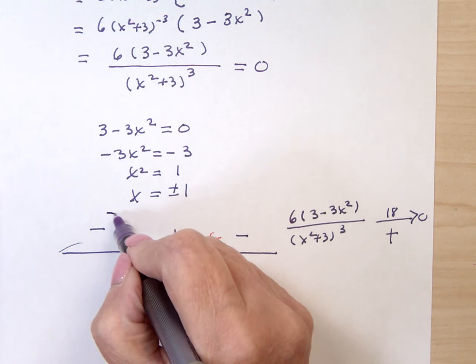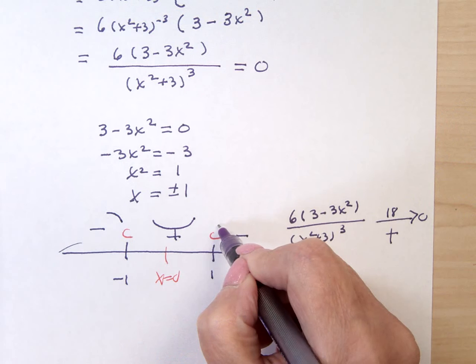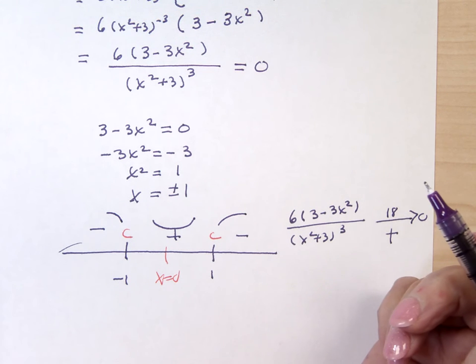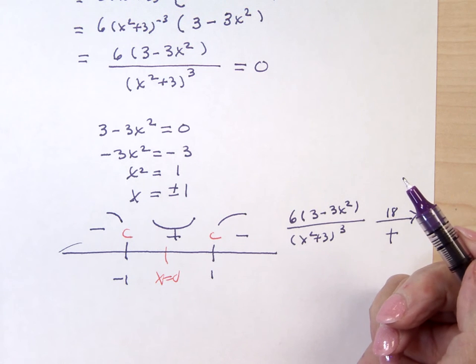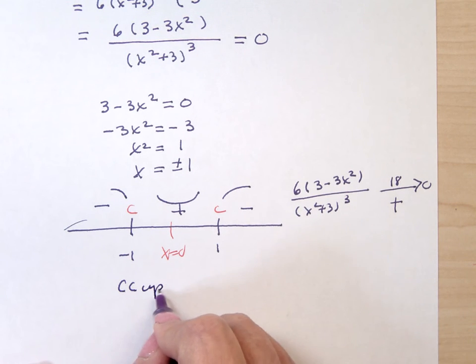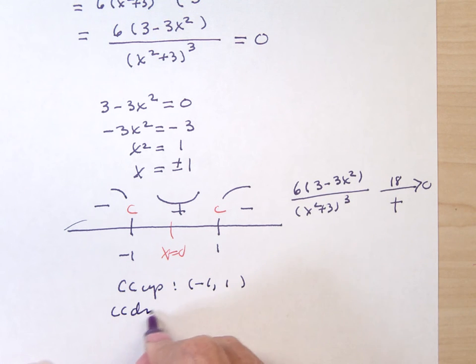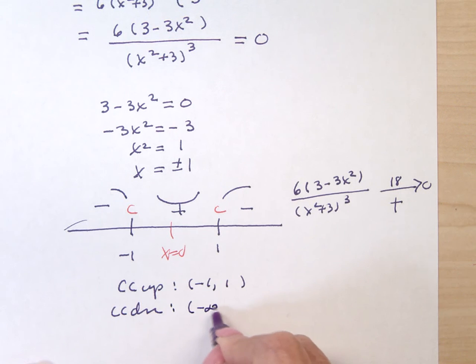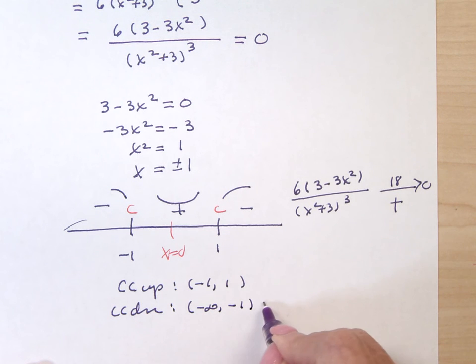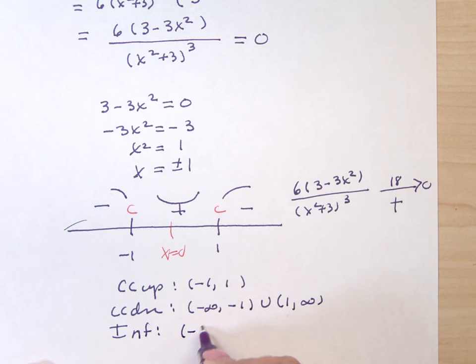So concave down, concave up, concave down. So concave up from minus 1 to 1, concave down from minus infinity to minus 1 and 1 to infinity. Inflection at minus 1 and 1.